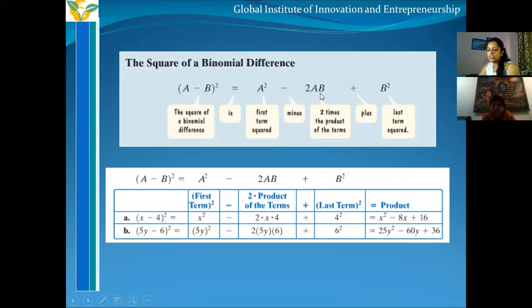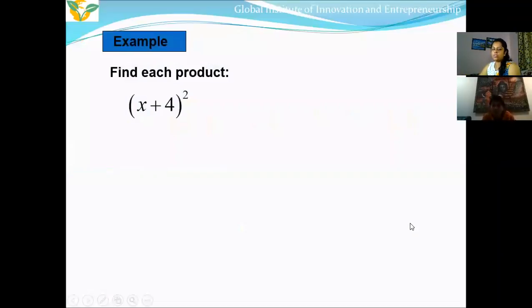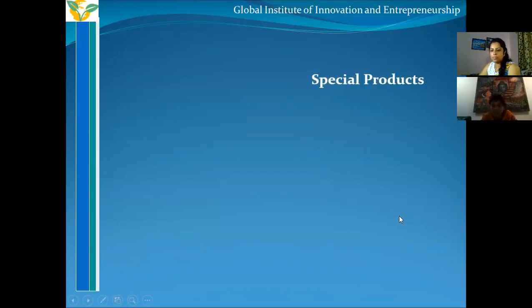a square minus 2ab plus b square. That is, the square of a binomial difference is the first term square minus 2 times the product of the terms plus the last term square. So I have given an example here, (x minus 4) whole square. First term square is what? x square minus 2 into 4 into x plus last term square is what? 4 square. So it is x square minus 8x plus 16. So this is how we have to find the products by using the difference of the binomials.